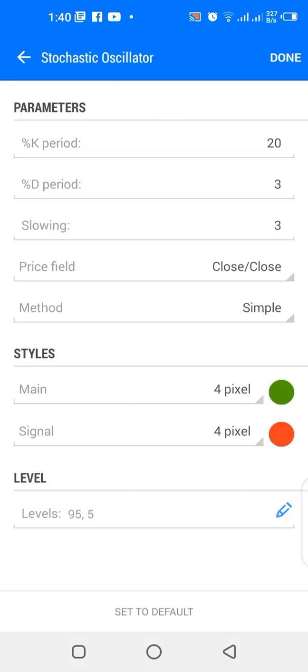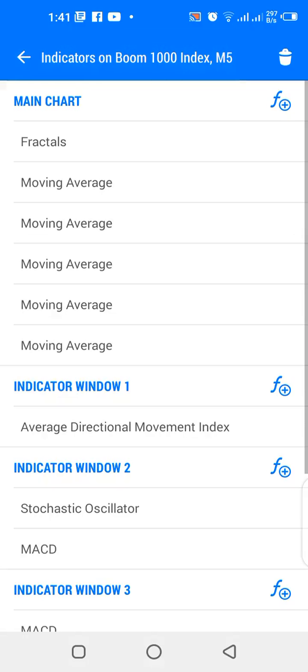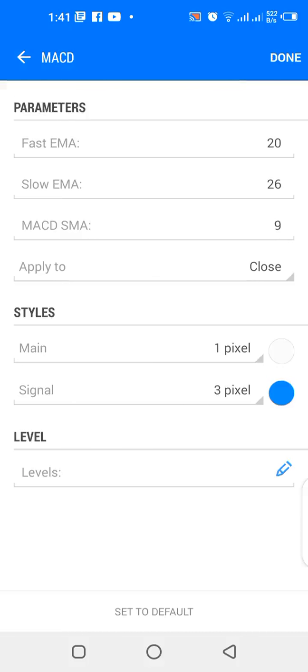For the stochastic oscillator parameters, we have the percentage K period to be 20, percentage D period to be 3, the slowing to be 3, price field to be close on close. Method is simple. The main stochastic color is green and the signal color is red. Now for the levels of the stochastic, we have 95 and 5. The color is black.